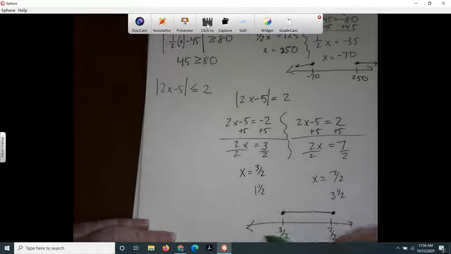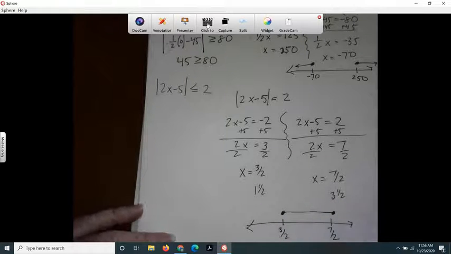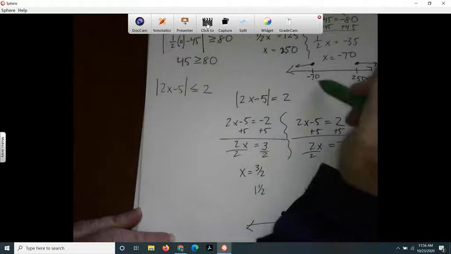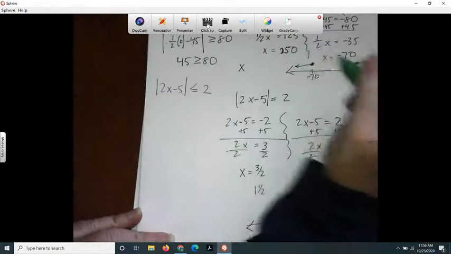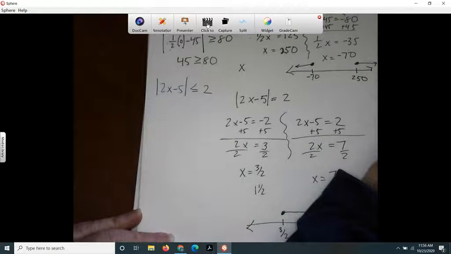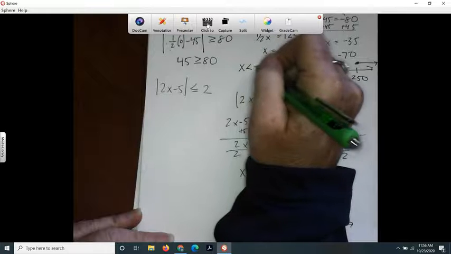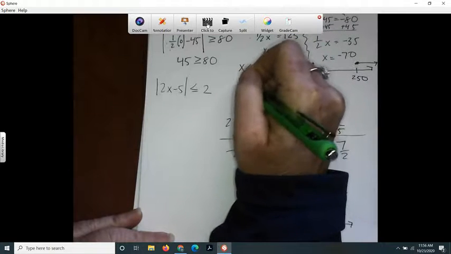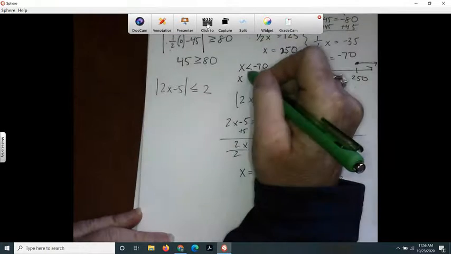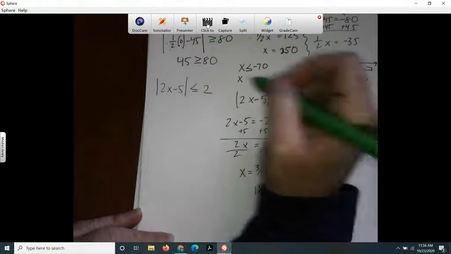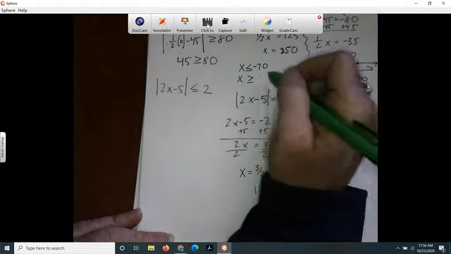Oh, this one, you know what, I didn't finish it. X is less than negative 70. X, oh, less than or equal to. X is greater than, sorry. Okay, this one I'm going to test 0.